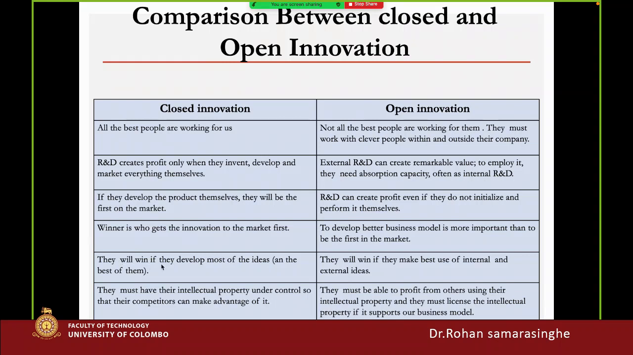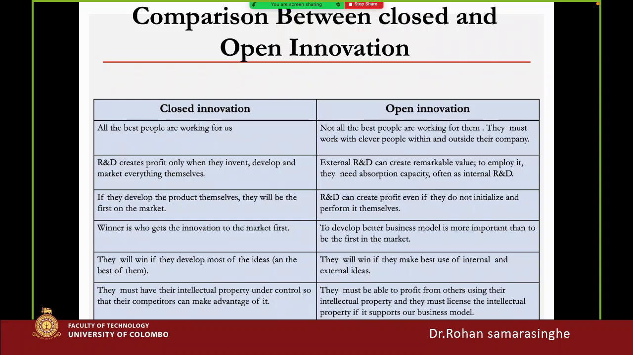They will win if they develop the most of the ideas. So they will win if they make the best use of internal and external ideas. The company can win when they encourage the external parties as well as internal parties to do the innovations.